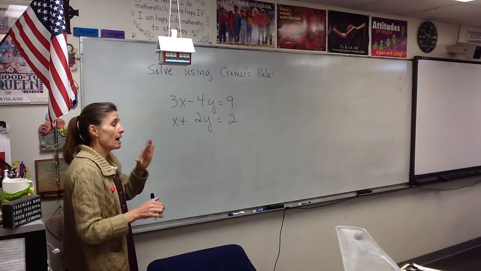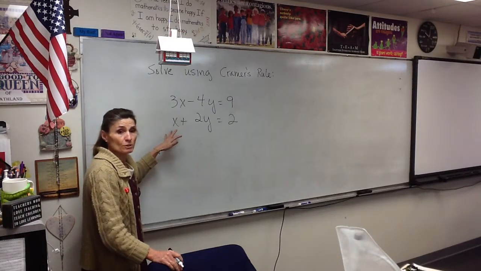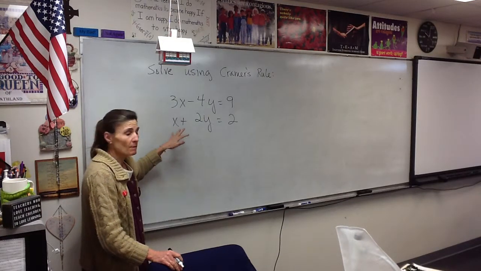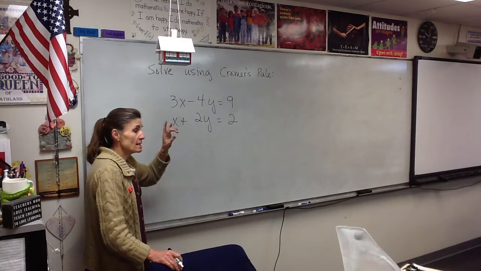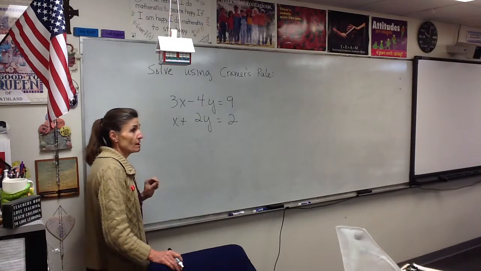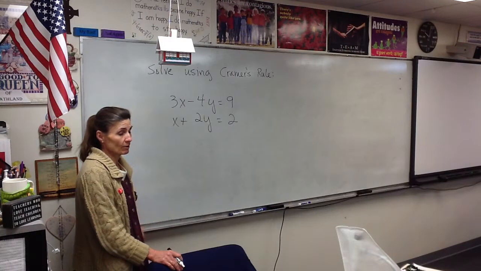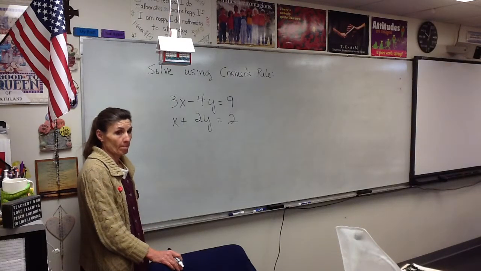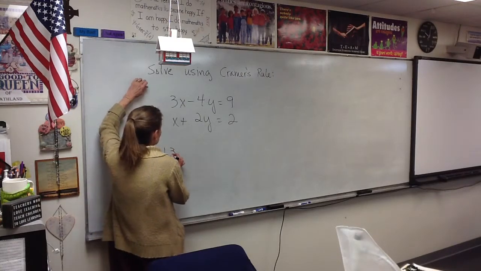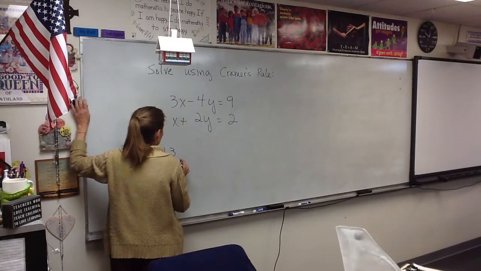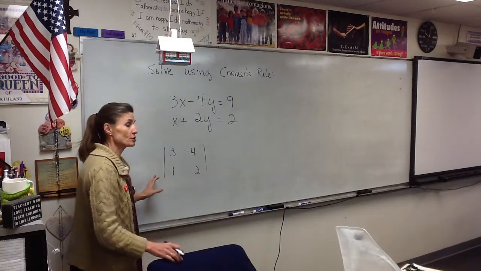Now, I'm not going to argue with you. You could use a substitution, you could use elimination, but that's not what we're doing. We're using Cramer's rule. So we need to know step one. Raise your hand if you remember step one, Tyler Decker. You get the bracket, and you put 3, and then 1 underneath it, and then negative 4, and then 2. Perfect.